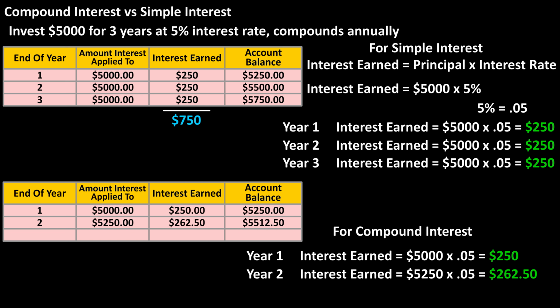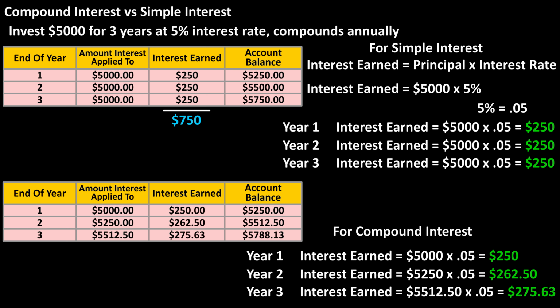Next, at the end of year 3, the interest is applied again on the accumulated total of $5,512.50, the $5,000 principal amount, and the 2 previous interests earned of $250 and $262.50. So the calculation is $5,512.50 times 0.05, which equals $275.63 rounded off.